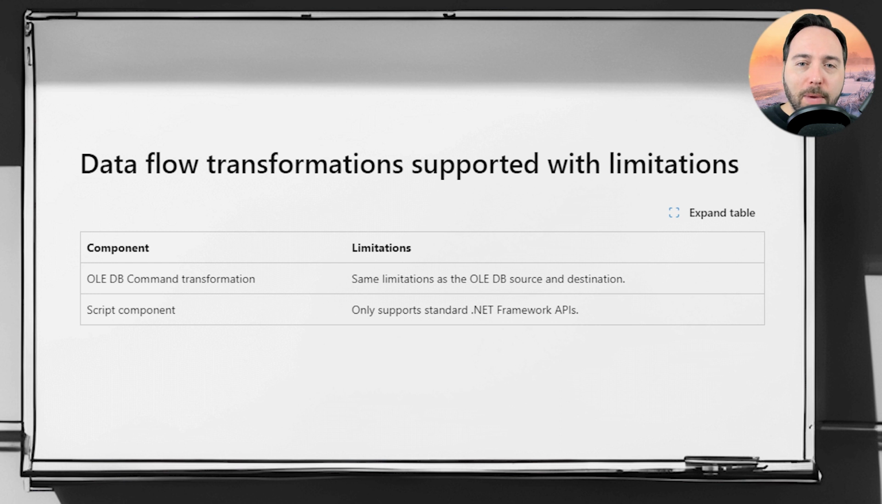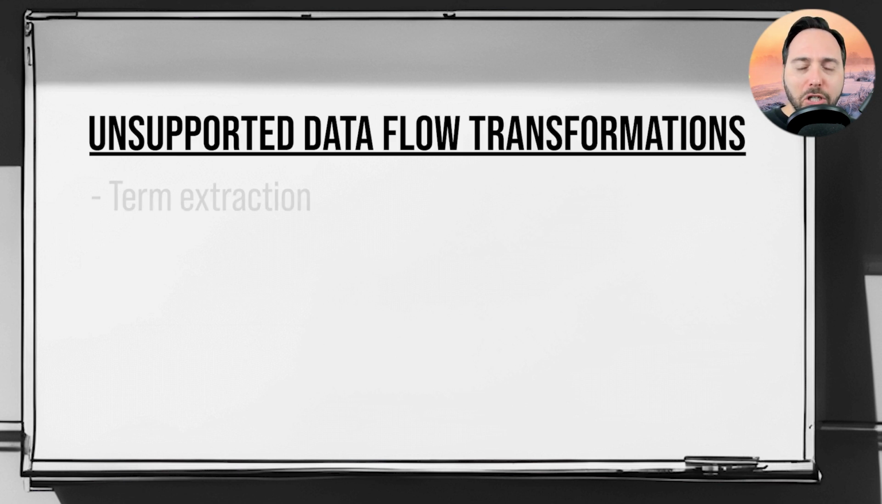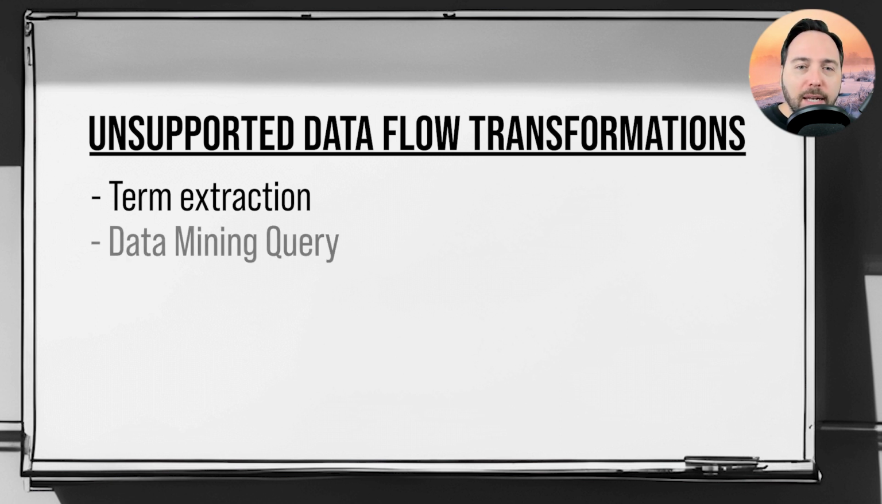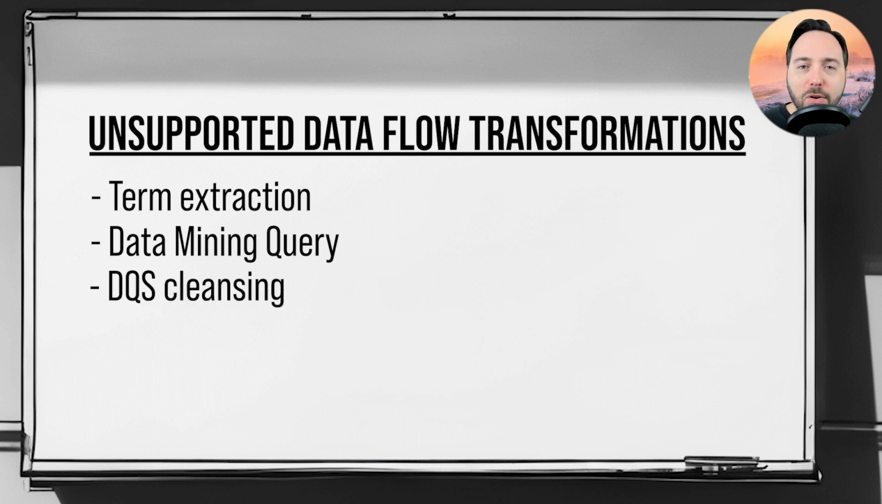There are a few transformations that we do not see on either list, but most of those are very uncommon. Term extraction goes with term lookup, but while we have term lookup, we don't get term extraction. The data mining query transformation helps us run data mining queries, but we already knew that functionality wasn't available to us. The DQS cleansing transformation lets us use data quality services, a feature that hasn't seen love in, 15 years? I'm not too heartbroken about any of these so far.